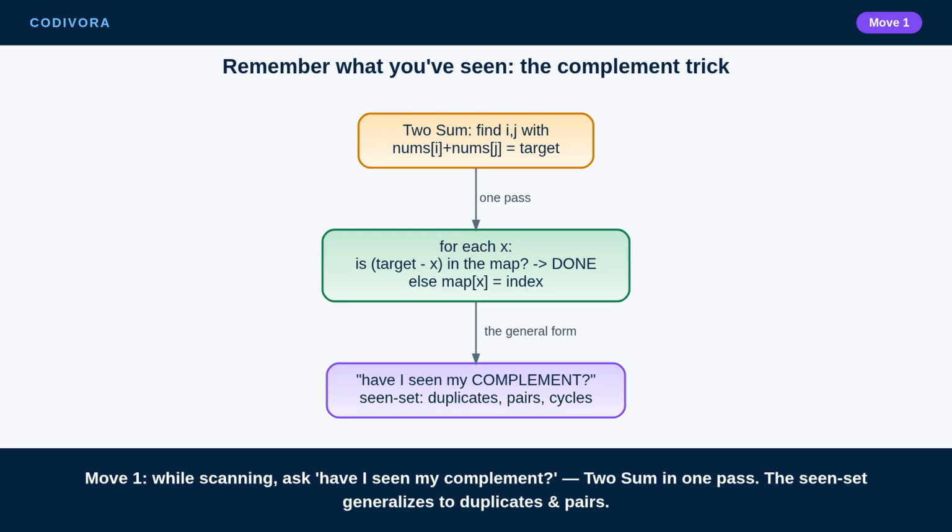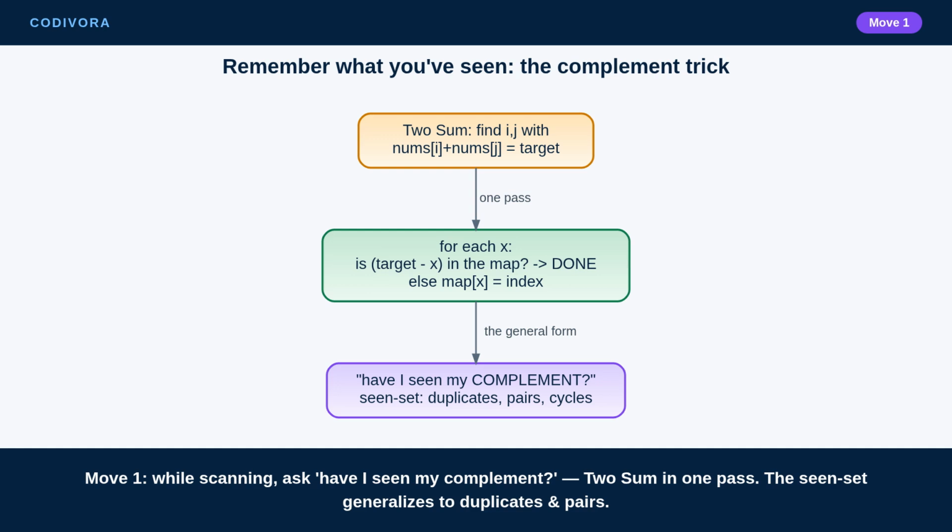Move 1. Remember what you've seen. The icon is two-sum, one pass, and for each number ask, "Have I already seen target minus this?" If yes, done. If no, record this number and move on. O(n), and it beats sorting because you only need existence, not order.